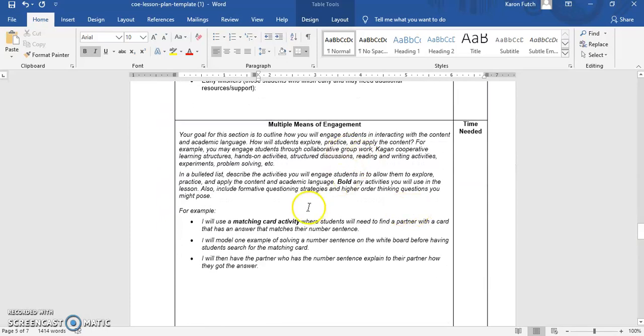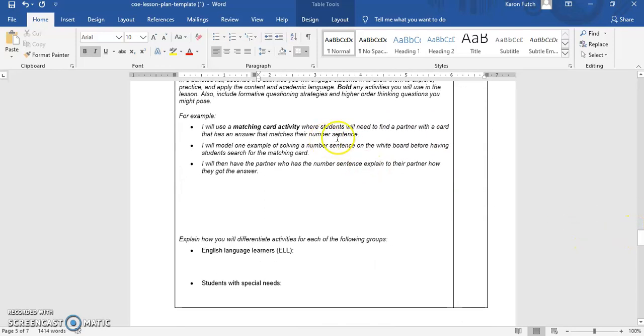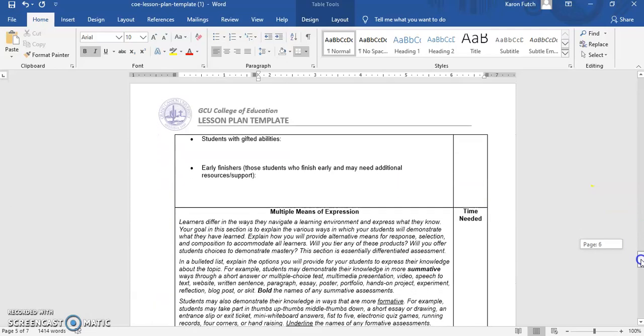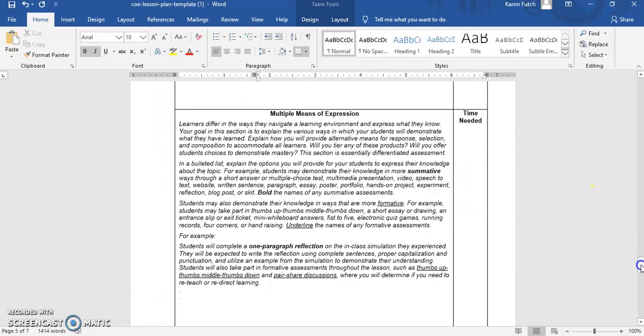Multiple means of engagement. This is what you want the students to do. How are you going to get them engaged? The example here is they used a matching card activity. For me, I said you might have them draw a picture of their favorite character in the book. And again, you'll need to differentiate and keep in mind that group of students, that class profile.